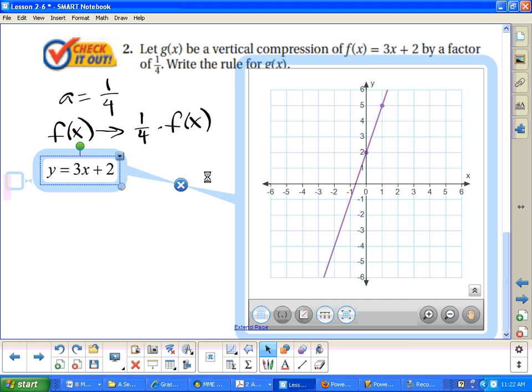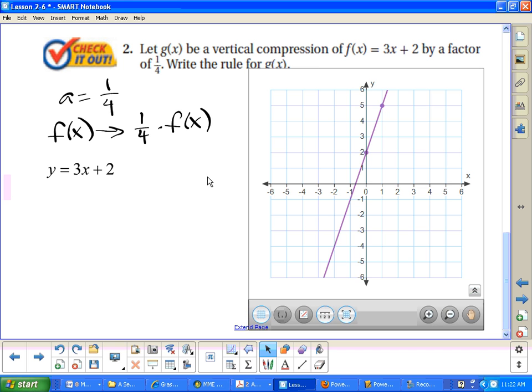And so we get this line right here, right? If I'm going to compress by a factor of 1/4, well, that means it's the y values that I'm changing. I have a y-intercept of 2. What's 1/4 of 2? 1/2. So my y-intercept is now going to be down here at 1/2.